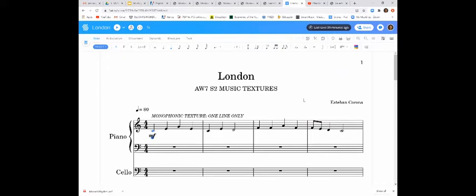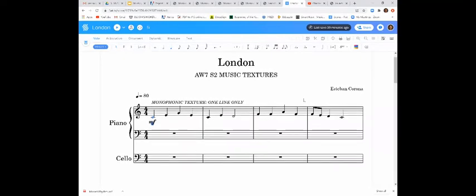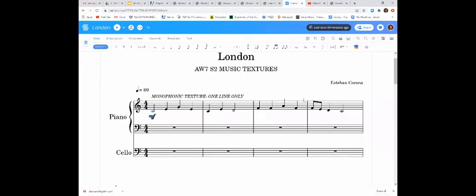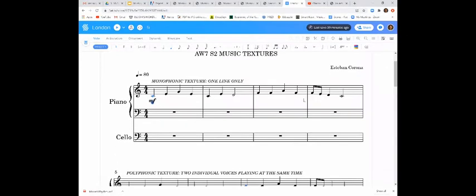All right, so during session 1, we talked about music textures. And just as a reminder, the first texture we talked about was monophonic texture, which is usually one line. This one line can also be played by two voices or many voices. But the main thing about a monophonic texture is just that you hear one sound.